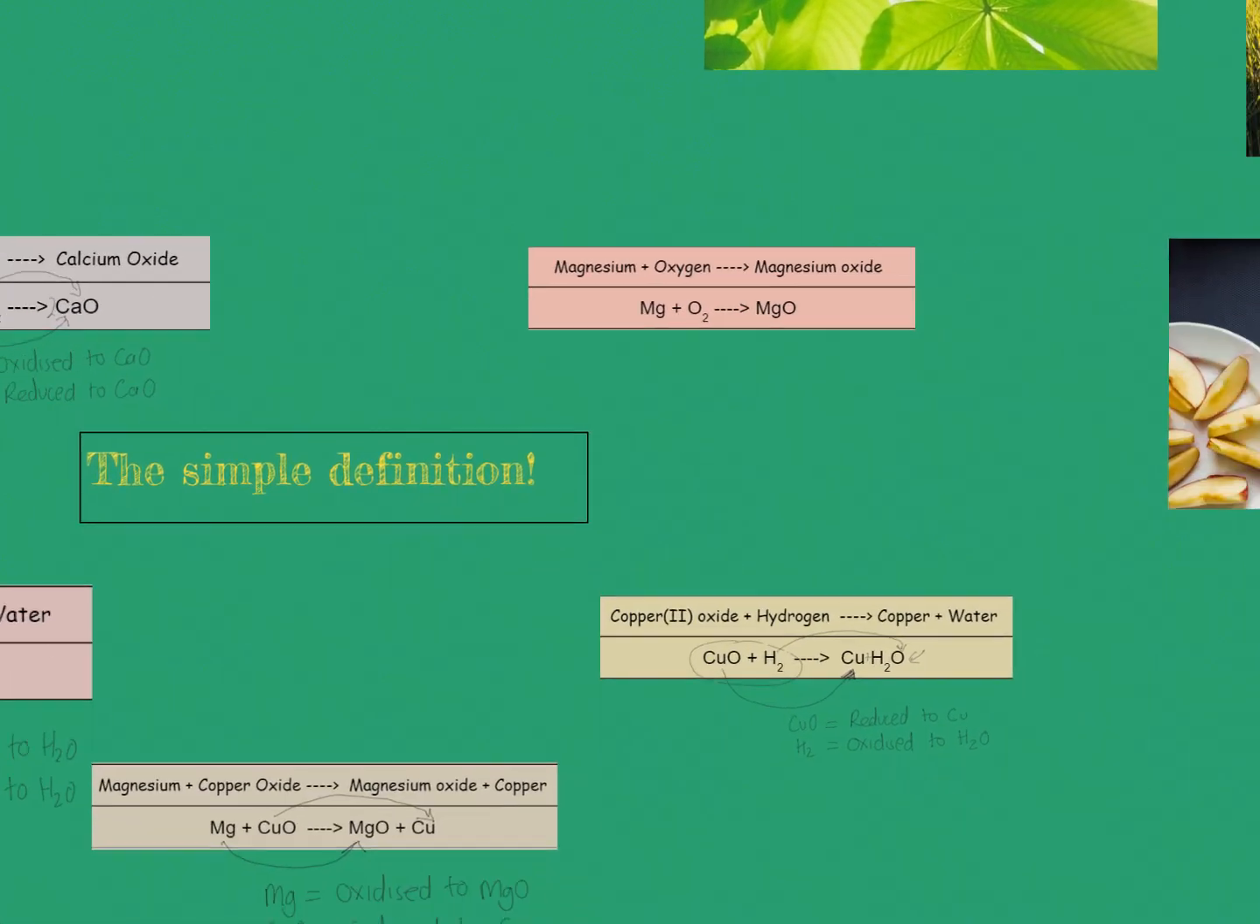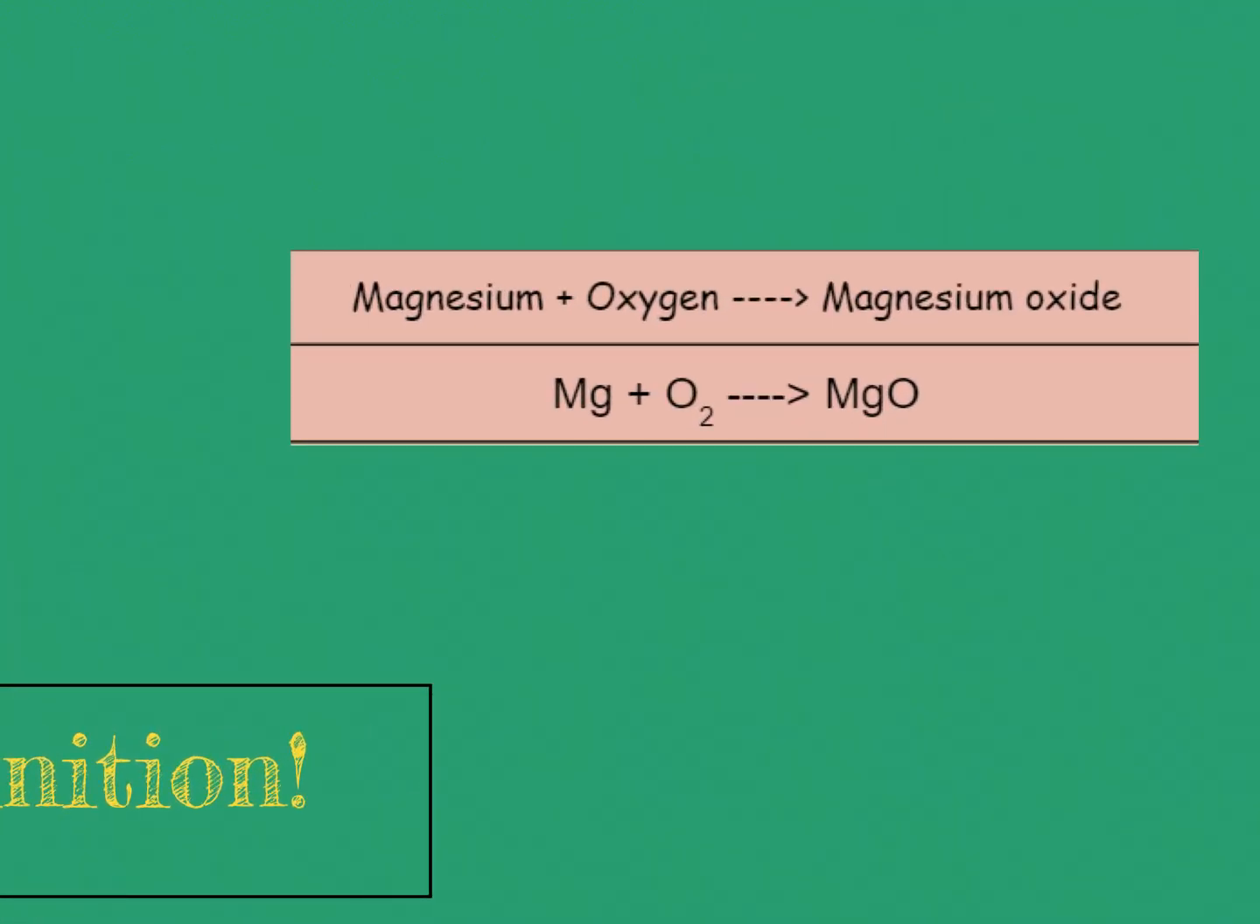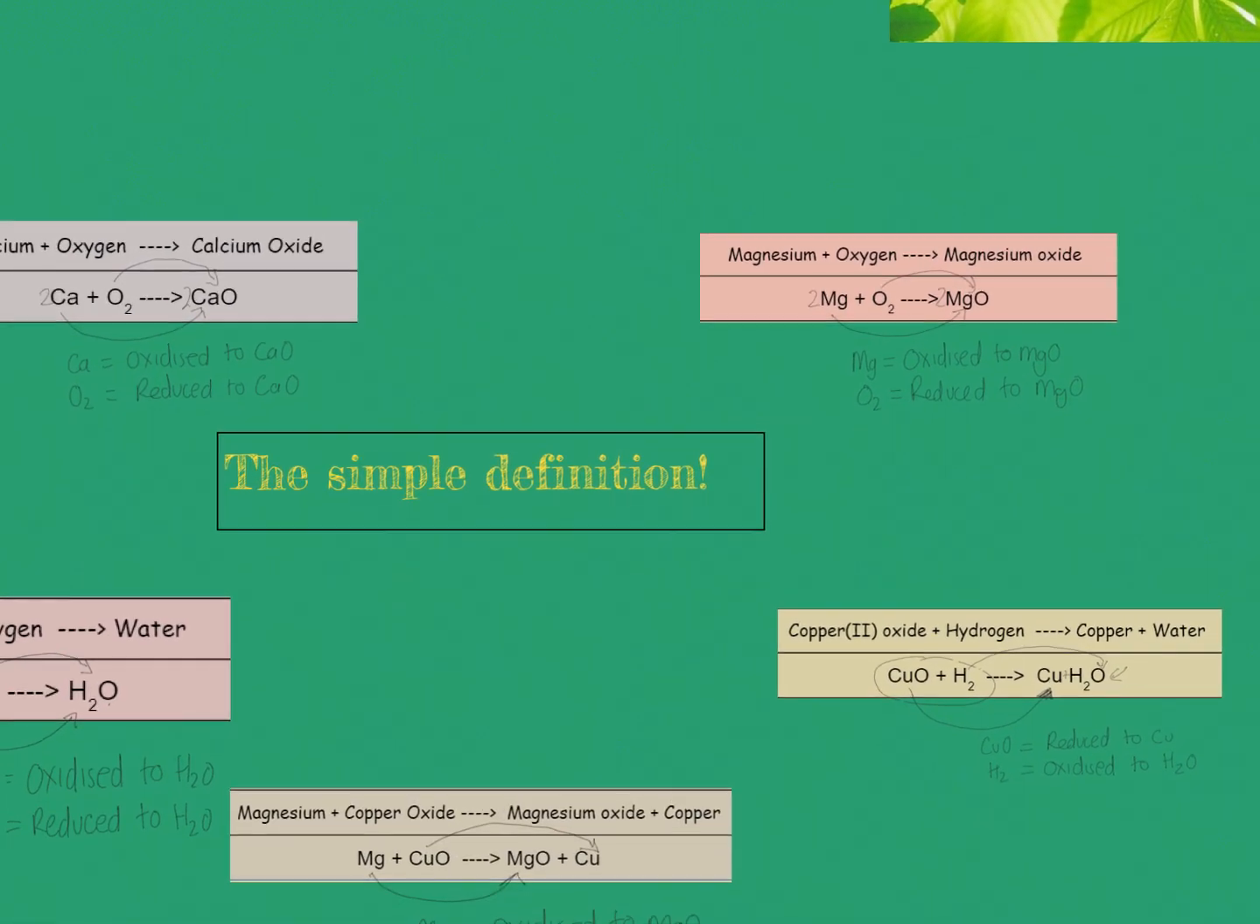It doesn't matter whether the equations are balanced so much, because it's very easy to see in this one which has gained and which has lost oxygen. Again, this one's not balanced, so we could balance this one. See, they're very similar equations here. Magnesium and oxygen, as you can see, the magnesium has gained the oxygen, so it's been oxidized to MgO, and the O2 has been reduced to MgO. It really is that simple, folks.